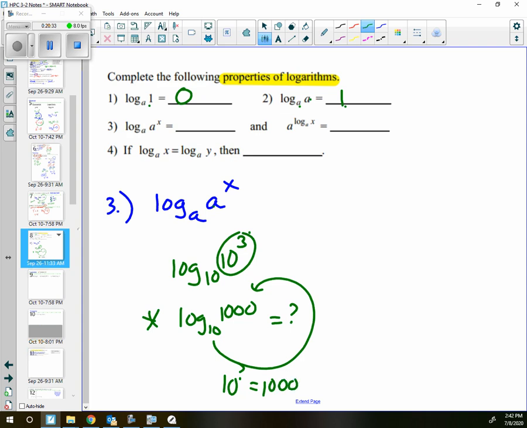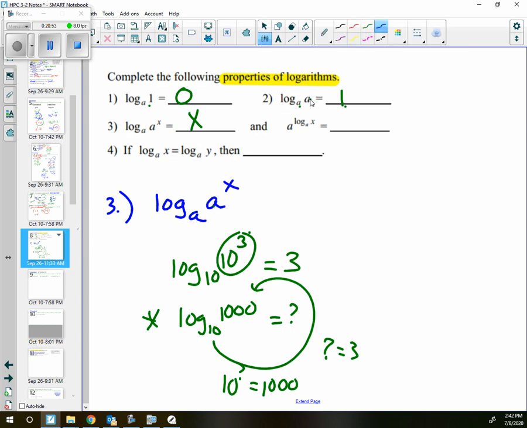Well, the what power has to be 3, doesn't it? So look back in the original equation here. Log base 10 of 10 cubed, the answer is 3. So log base a of a to the x would have to always be x. In other words, when the base and the argument are the same and it's raised to a power, your answer is always going to be whatever that x value is.